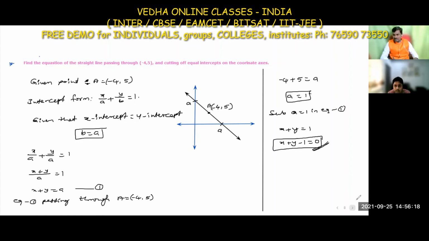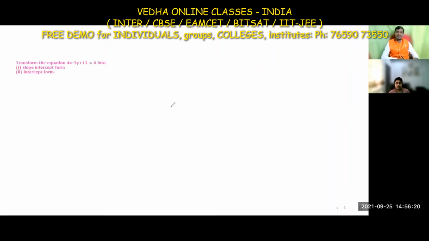Okay, so now we go to the next question. Here, the question is: transform the equation 4x minus 3y plus 12 equals 0 into slope intercept form and intercept form. Already we discussed what is slope intercept form and what is intercept form. So first write the given equation. What is the given equation? Given equation is 4x minus 3y plus 12 equal to 0, right?